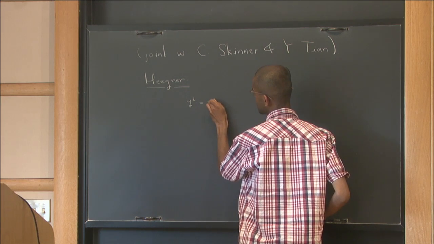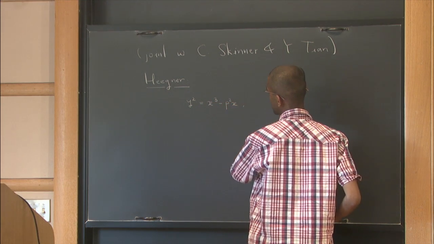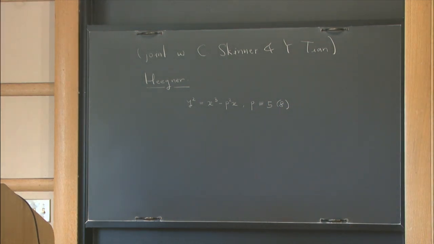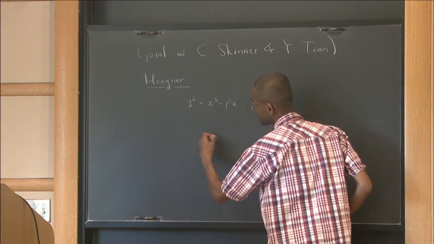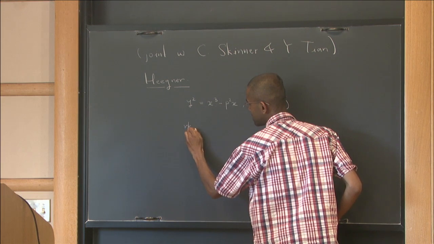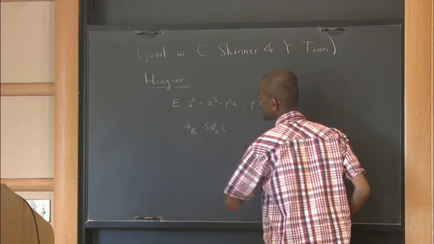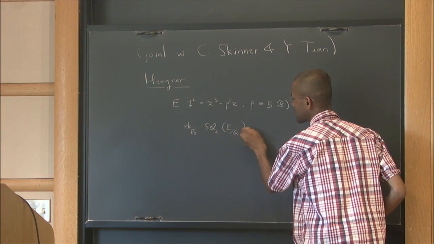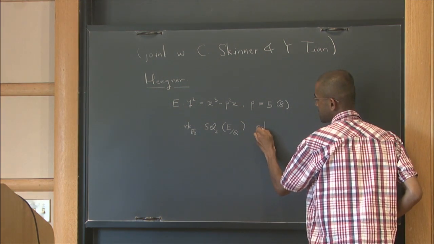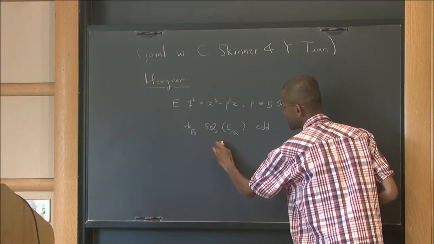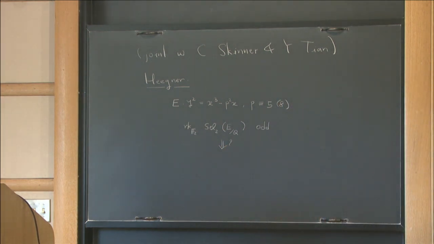This example, y squared equals something, with p congruent to 5 mod 8, and one can compute a certain mod 2 Selmer group associated to this CM elliptic curve. If one just looks at the rank of this mod 2 Selmer group, so sorry, let's say this is E, this can be computed by a descent. The question Heegner was partly interested in was: in this situation, can we actually construct a non-torsion point on this elliptic curve?